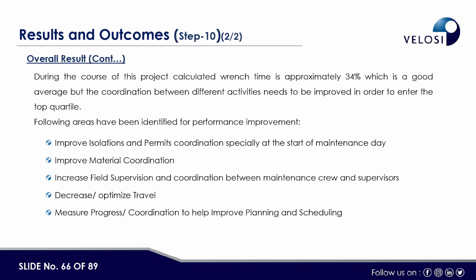So during the course of this project, the calculated range time is approximately 34%, and it has been improved to 37%. Before it was 34%, but after revision or discussion with the company, it reached 37%, which is a good average, but coordination between different activities needs to be improved in order to enter the top quartile of the companies. The following areas have been identified for performance improvement.